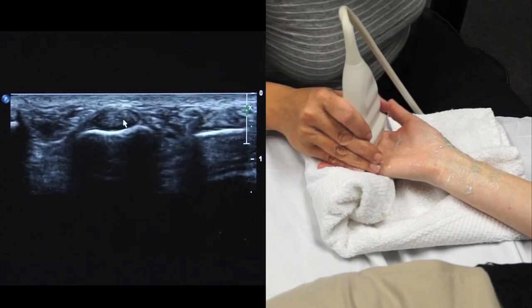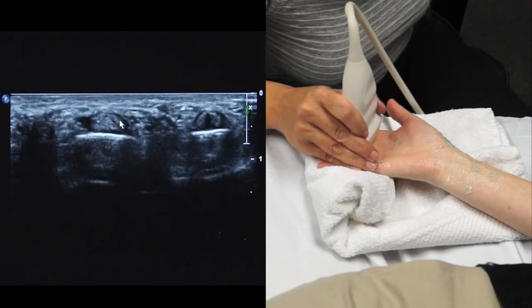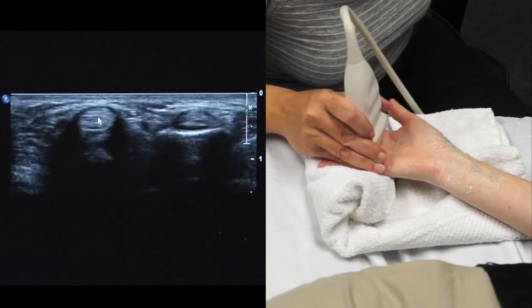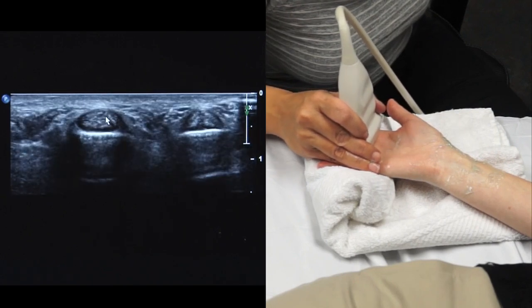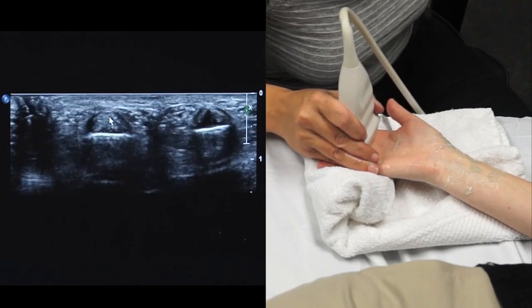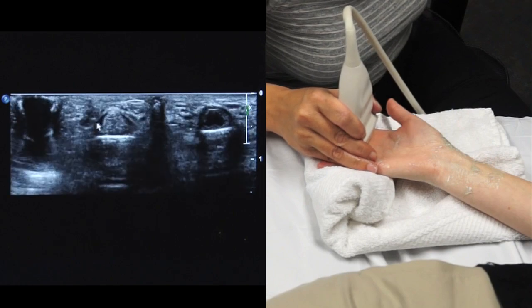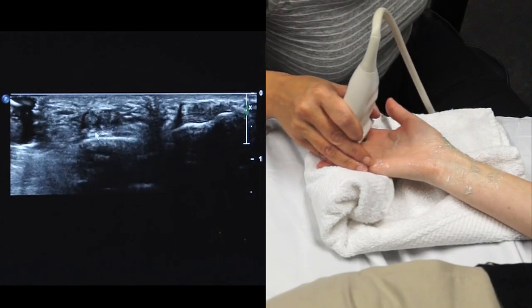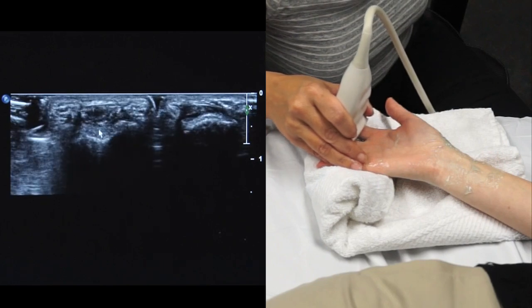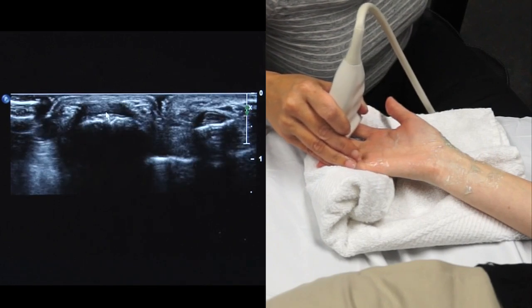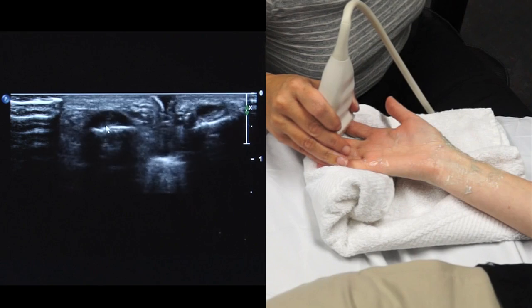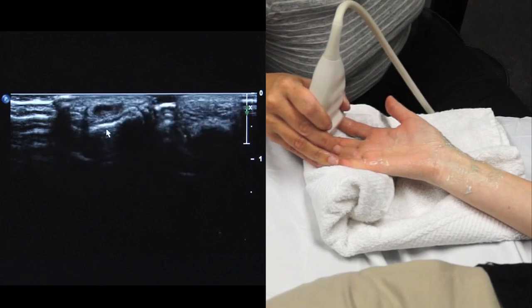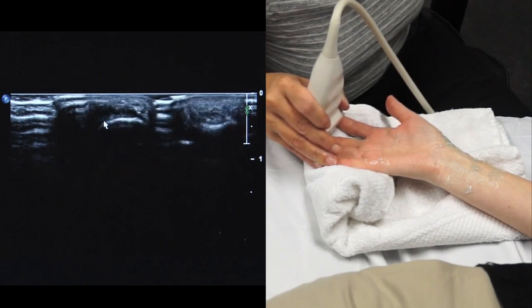And as I'm scanning and sliding the transducer distally, the superficial tendon will bifurcate into two portions, and they will come to lie on the side of the deep flexor tendon and eventually insert in the middle phalanx. The deep flexor tendon will continue on to insert on the base of the distal phalanx, right here.